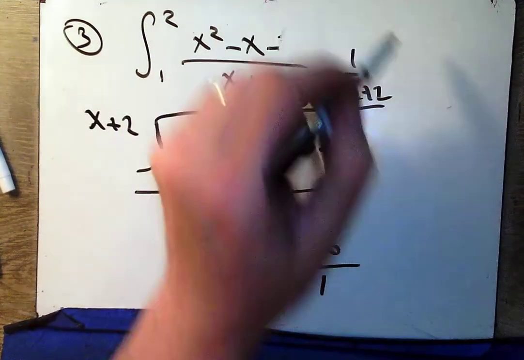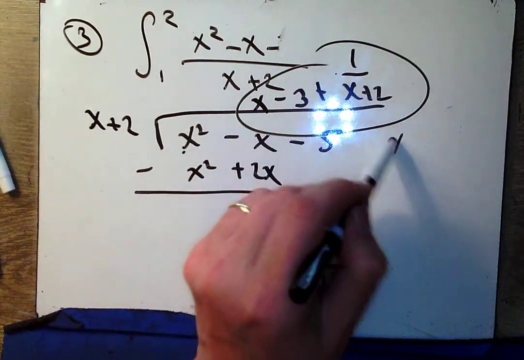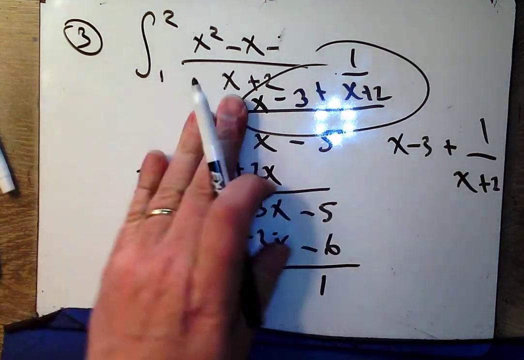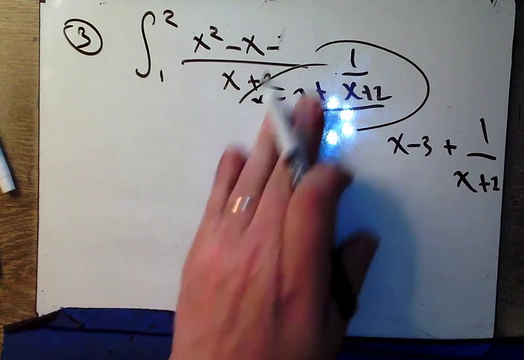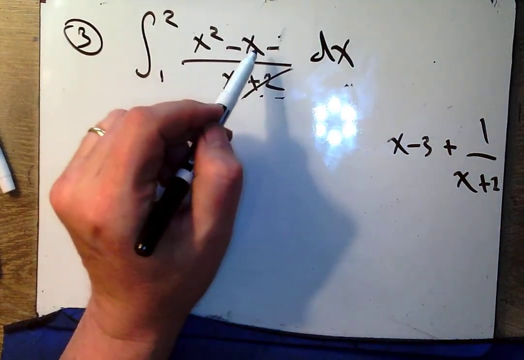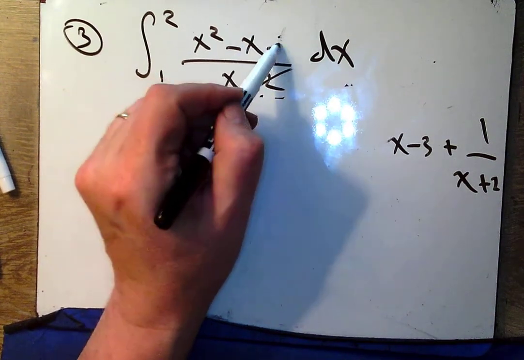All right, so what's our quotient? It's x minus 3 plus 1 over x plus 2. Now, why did I want to do that? Well, this thing here, dx, and that's minus 5.